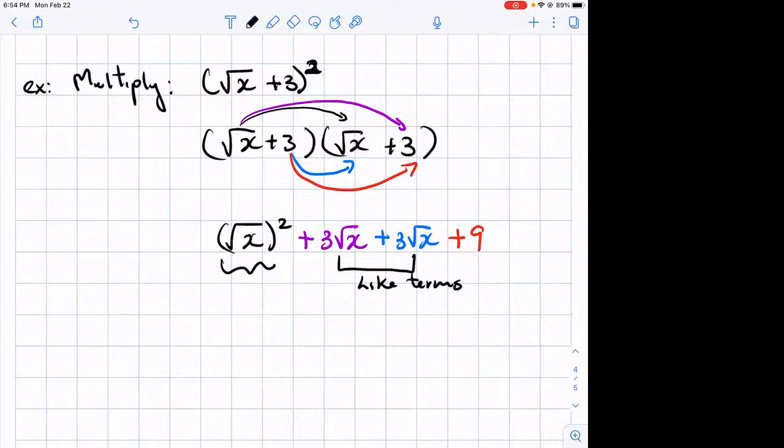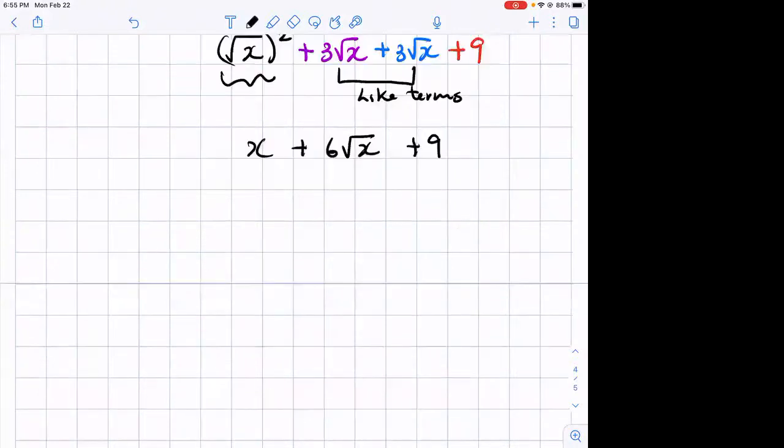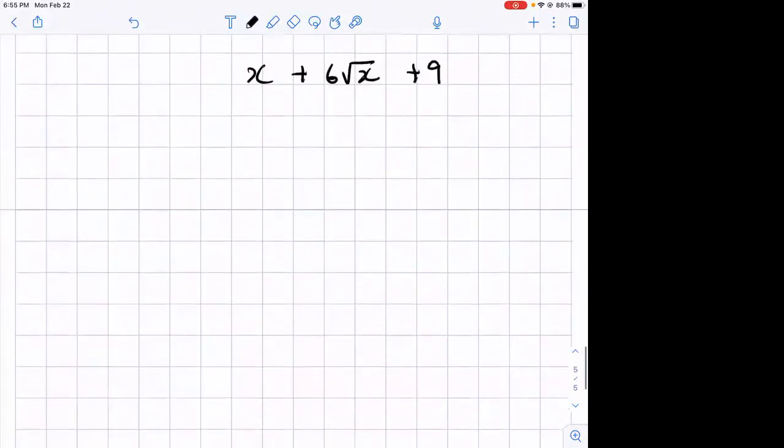So I'm gonna skip a line there. x plus 6 root x plus 9. And here there's no like terms for us to combine, so that's our final answer. You always look to see if you can combine like terms. So there's no other like terms here to combine. Let's look at another example.